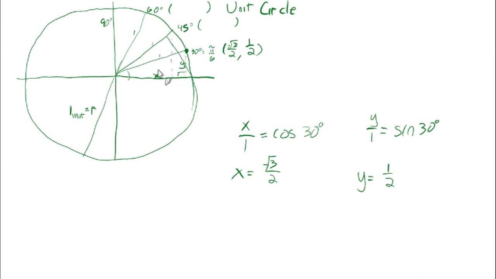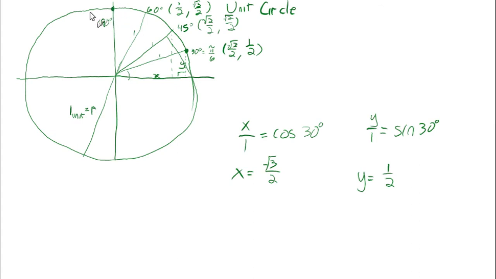Well, we'd find out that x over 1 is the cosine, and so x would just be whatever the cosine is. And the cosine of 45 is root 2 over 2. And y would be whatever the sine is, and the sine is root 2 over 2 as well. And for 60, x would be the cosine, so the cosine is 1/2, and the sine is root 3 over 2. We can extend this to all the angles on this circle.